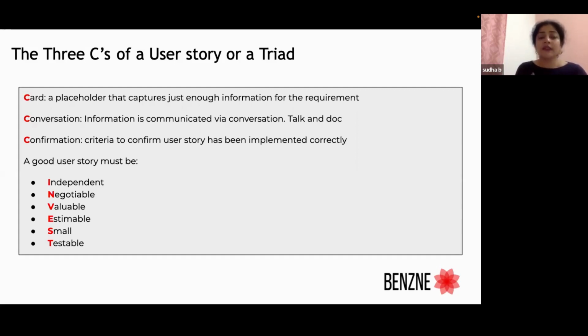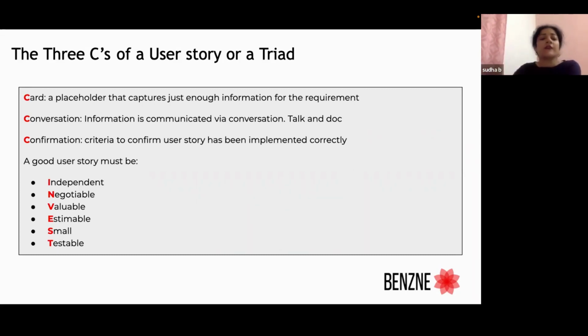And confirmation is a must. As I said, it is a set of conditions a user story must meet so that the user knows it's implemented correctly. How do you know that a user story of credit card information, the example that we talked about, has been implemented correctly? You would want a window to pop up, or you would want some kind of message to pop up, or something should happen. Some kind of action should come up to say that, yeah, these things that I've captured in my requirement have been implemented correctly, and this is my functionality. That is a confirmation that is needed within a user story.